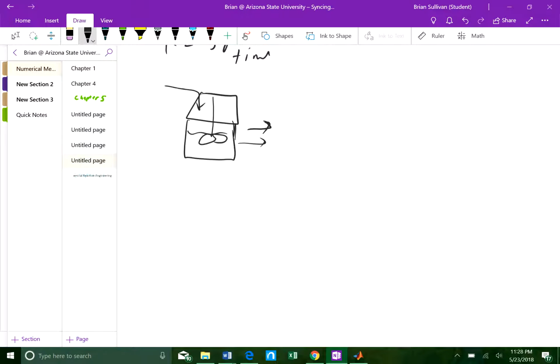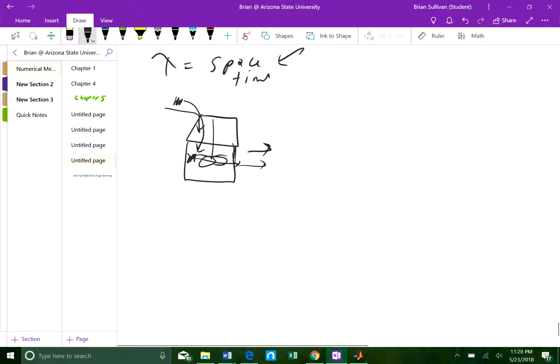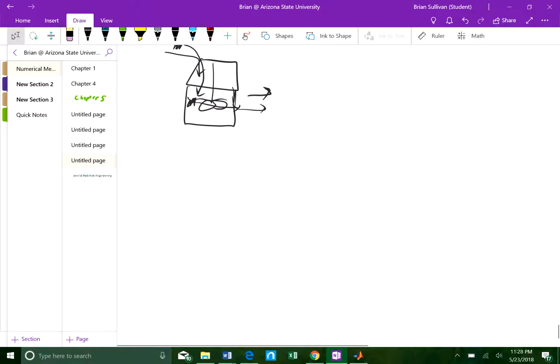So let's say you have this much liquid going in, how much time is that liquid going to spend before it comes out? The amount of time it takes to process 1 unit reactor volume. And you're going to see this is going to arise from our actual general equations.